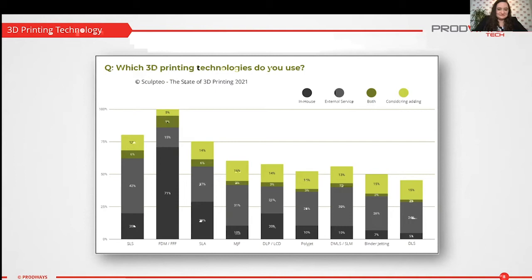But you can see that SLS is the number two technology being used, and it's also massively outsourced and not necessarily insourced. And so it will be good to discuss today what are the barriers and what we can do to better use SLS as a 3D printing technology.